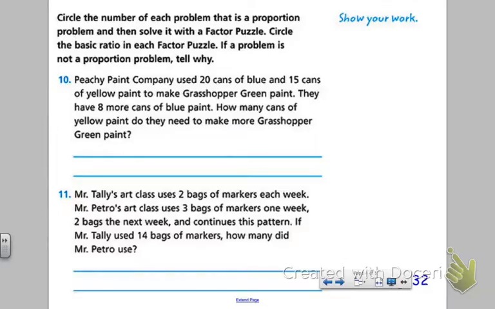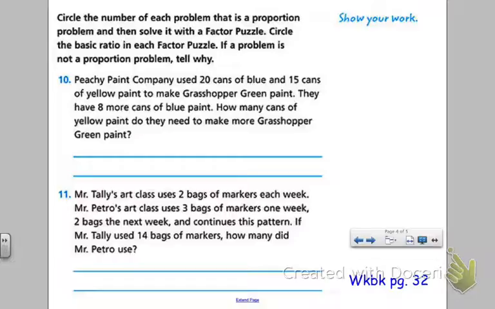Now let's apply that idea to some of these problems. You have a couple different problems here presented on page 32. What we're going to do is circle the number of each problem that is a proportion problem, and then solve it with a factor puzzle. We're going to circle the basic ratio in each factor puzzle. If a problem is not a proportion problem, we have to explain why.